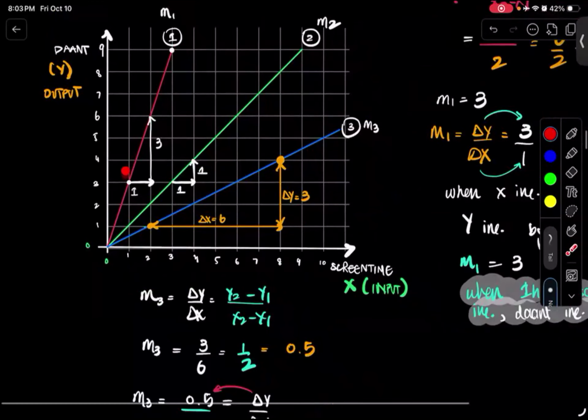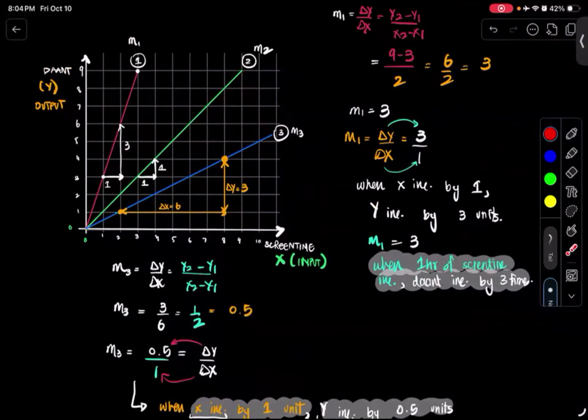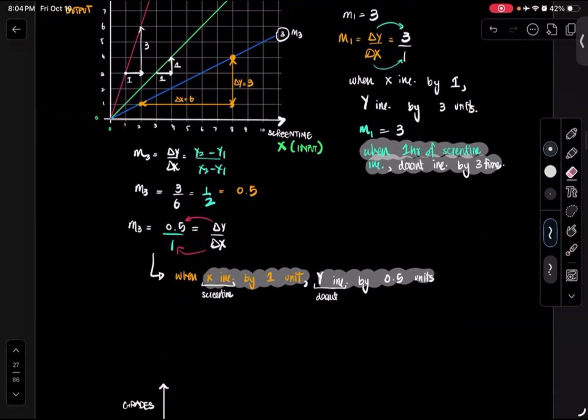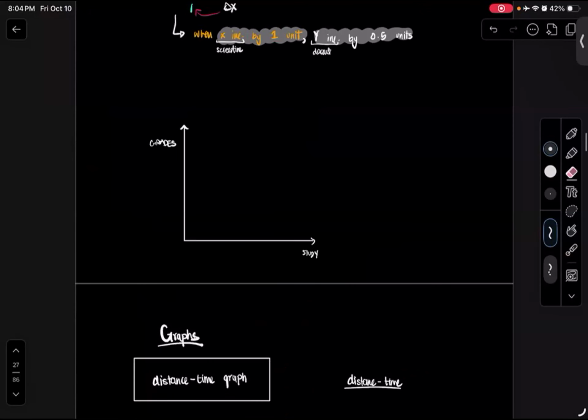For the strict kid, when he increases screen time by 1 unit, the extra dant he gets is a lot more compared to the lenient one, right? This kid can have many more hours of screen time and still not get a lot of dant compared to this guy. Like, this kid at 8 hours of screen time is only getting 4 dant, whereas this kid at 2 hours of screen time is getting even more dant. Isn't that crazy? So do you see how we read gradients? Really important. Perfect.